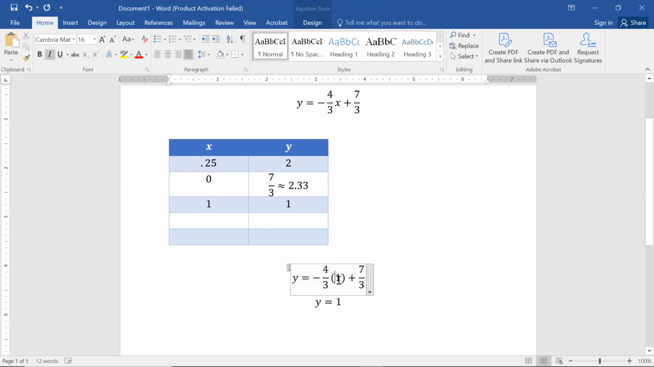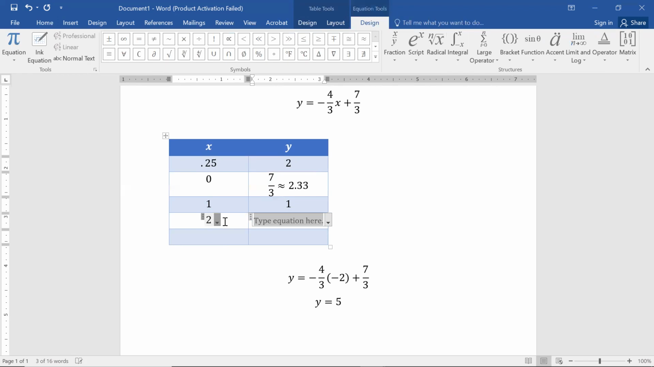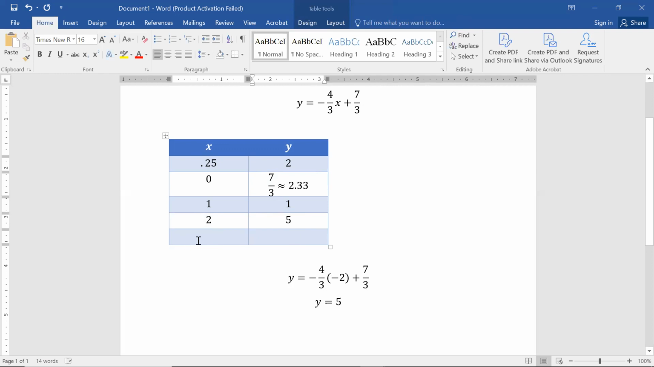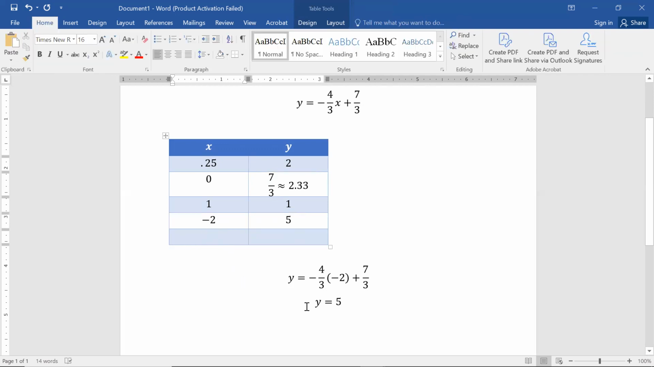What are some other things? We haven't plugged in a negative yet, so let's plug in, let's say, a negative 2, for instance. Negative 4/3 times negative 2 plus 7/3 becomes a positive 5. So we get the point negative 2, 5 on our line.